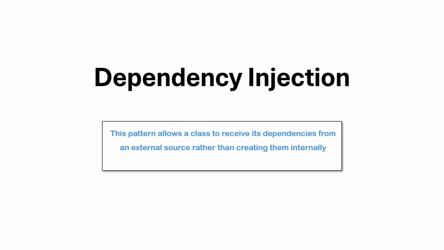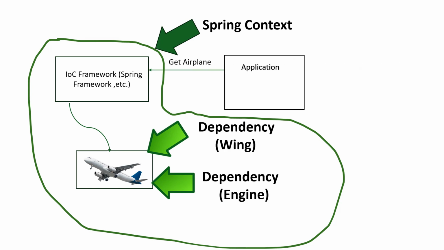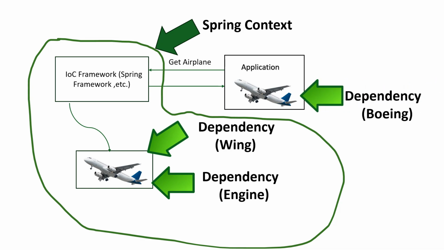That brings us to dependency injection, DI, which is a technique used to implement inversion of control. The DI pattern allows a class to receive its dependencies from an external source, rather than creating them internally. See this example. This airplane is a Spring Bean, which is an object instantiated, assembled, and managed by the Spring IOC container. It has dependencies such as wings, engines, etc. If the application needs to use the airplane, it can retrieve it from the Spring context using dependency injection.